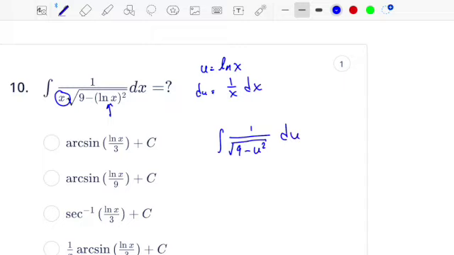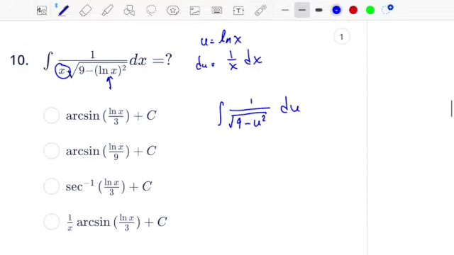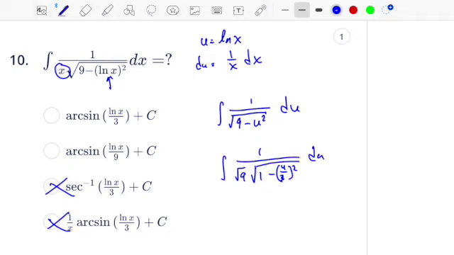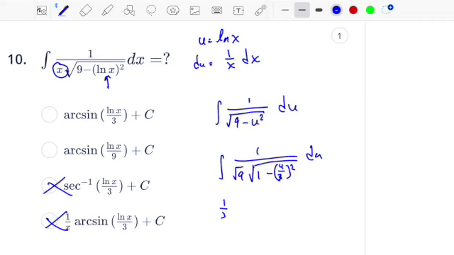du. Oh, that's going to be an arc sine. I know it's definitely an arc sine. Don't need that 1 over x in there. I'm going to look between those two. If I factor out a 9, that's going to be 1 over the square root of 9, square root of 1 minus (u over 3) squared du. That's going to give me 1/3 integral 1 over radical 1 minus (u over 3) squared du.